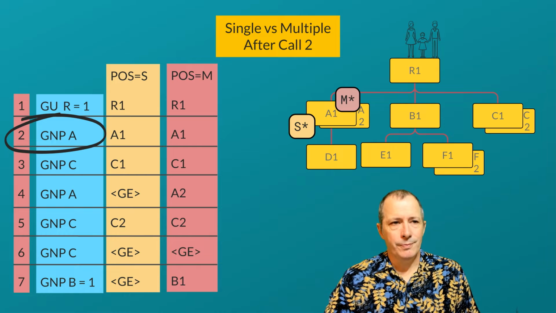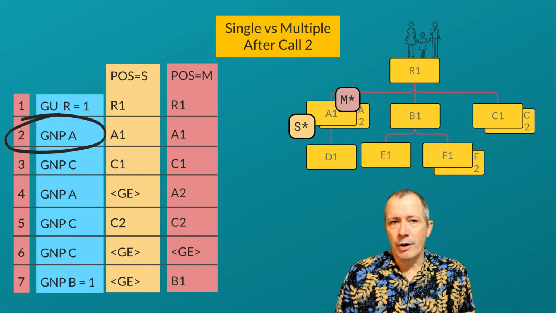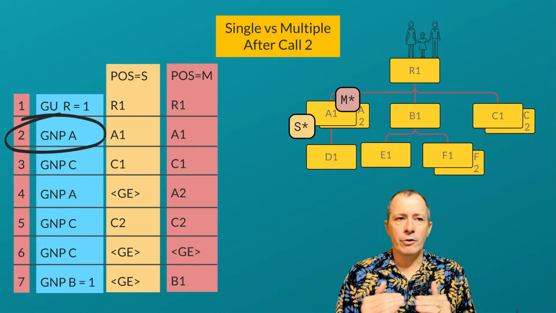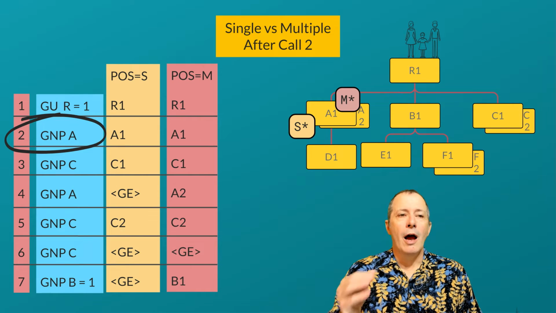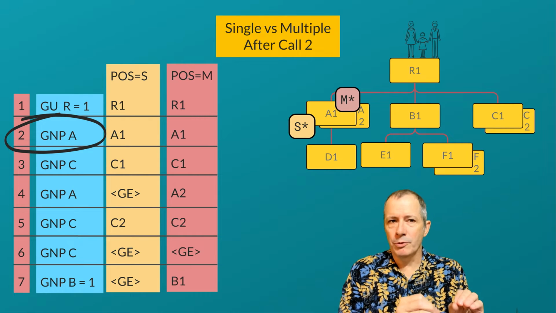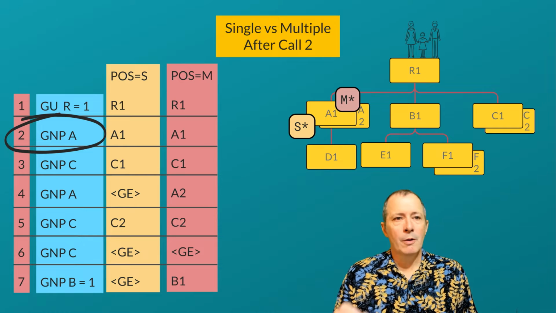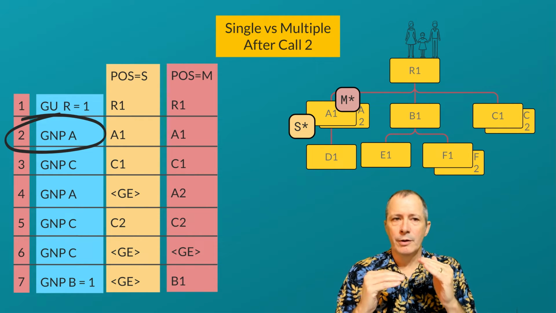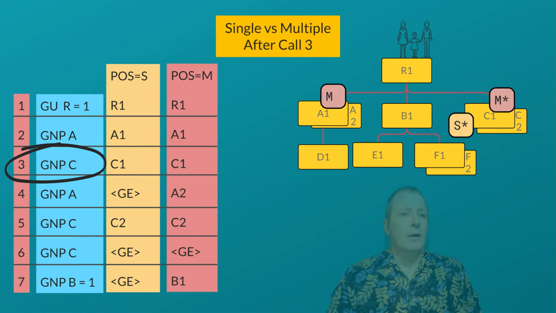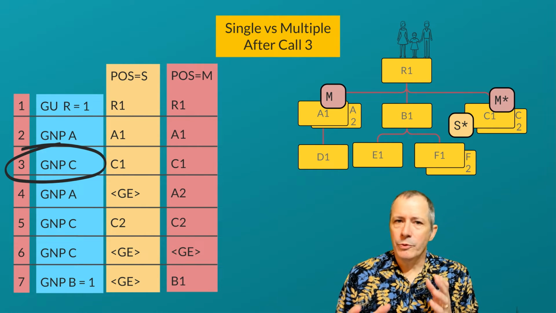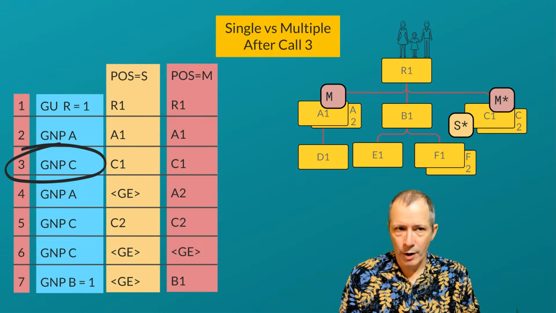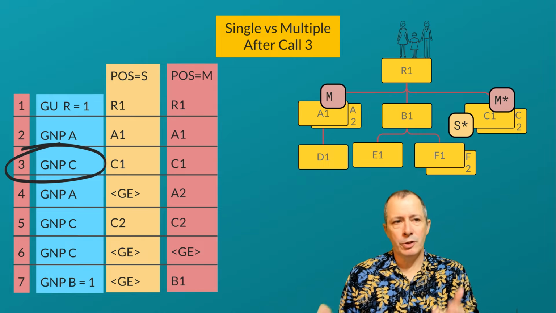Call number 2. Get next within parent requesting a child segment A. There's no qualification on A, so the first A found after the current position is returned. A1 is returned for the single position and the multiple positioning. Parent remains on the root, R1. Position is on the segment A1. Call number 3. Get next within parent requesting child C. IMS returns C1 for both the single and the multiple positioning.